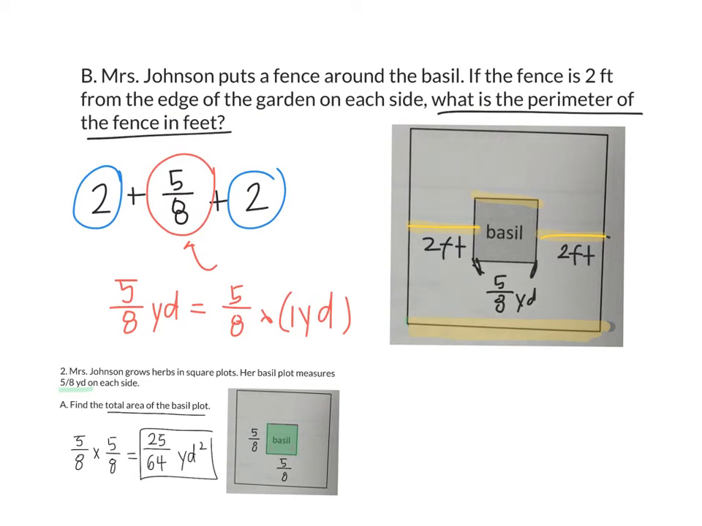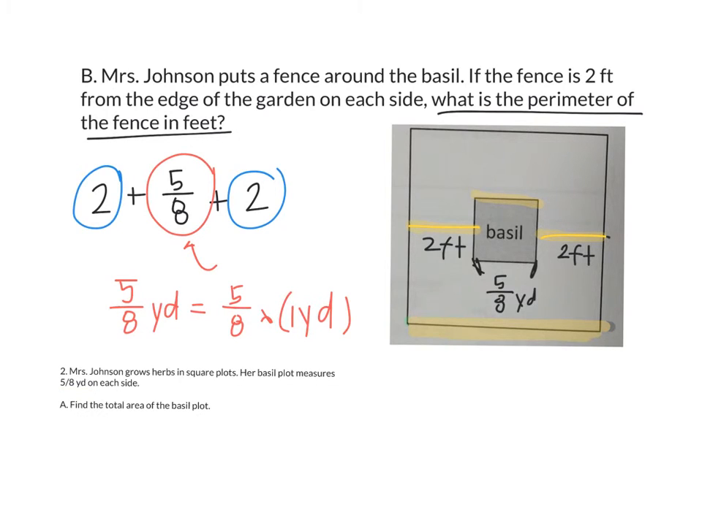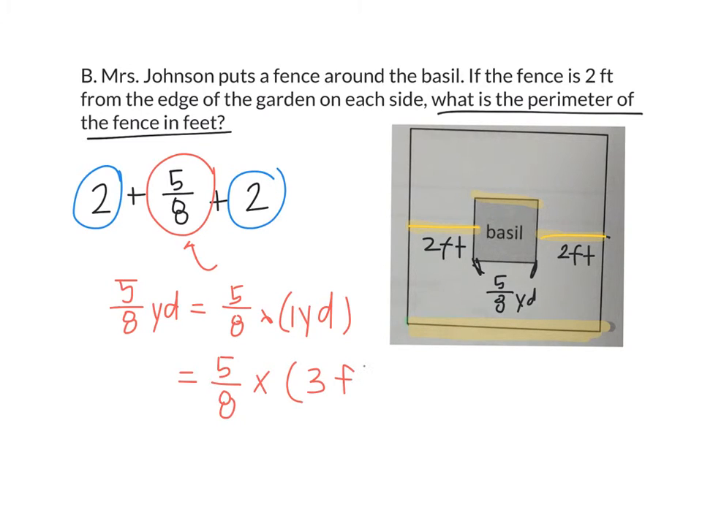1 yard. Very good. Which is equal to 5/8 times, equals 5/8 copies of, now what do we want it to be in? Feet. So 1 yard is the same as how many feet? 3 feet. Right? So now we're ready to multiply. What's 5/8 times 3? 15/8, which is 1 and 7/8 feet.